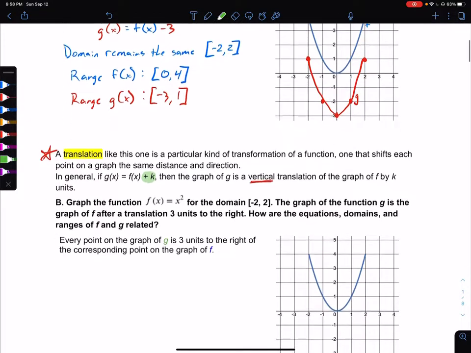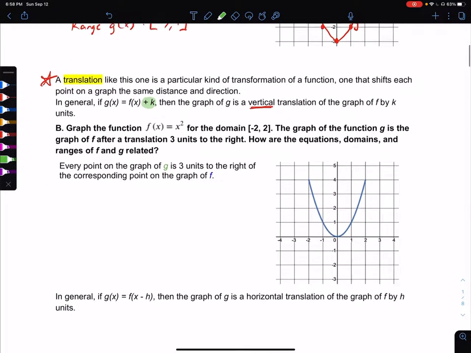All right, so let's look at question B. And B is quite similar. You'll see what they're talking about as we go through it, and you'll see how similar it is to A. So in part B, graph the function f of x equals x squared. Again, that one's already graphed. That's the one in blue. Let's label that as f.